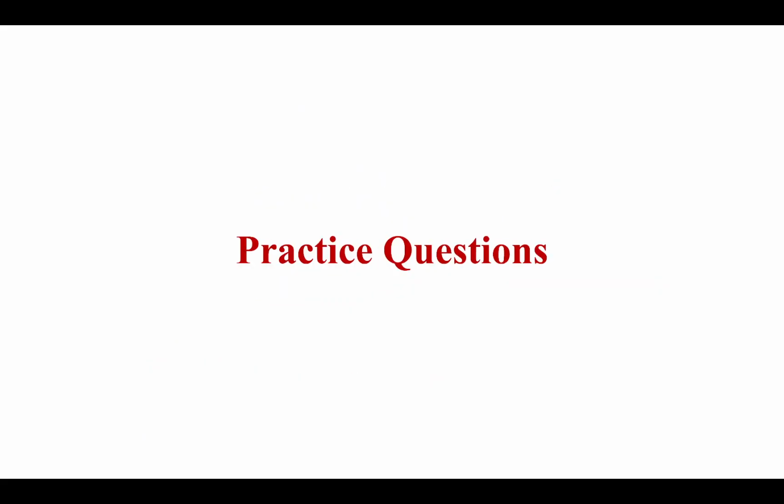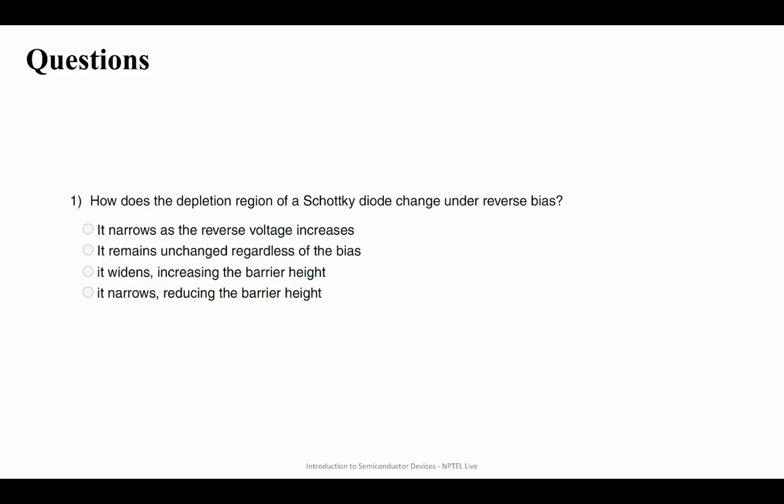So now we come to practice questions. First question: how does the depletion region of a Schottky diode change under reverse bias? It narrows as the reverse voltage increases. It remains unchanged regardless of the bias. It widens, increasing the barrier height. It narrows, reducing the Schottky barrier height.